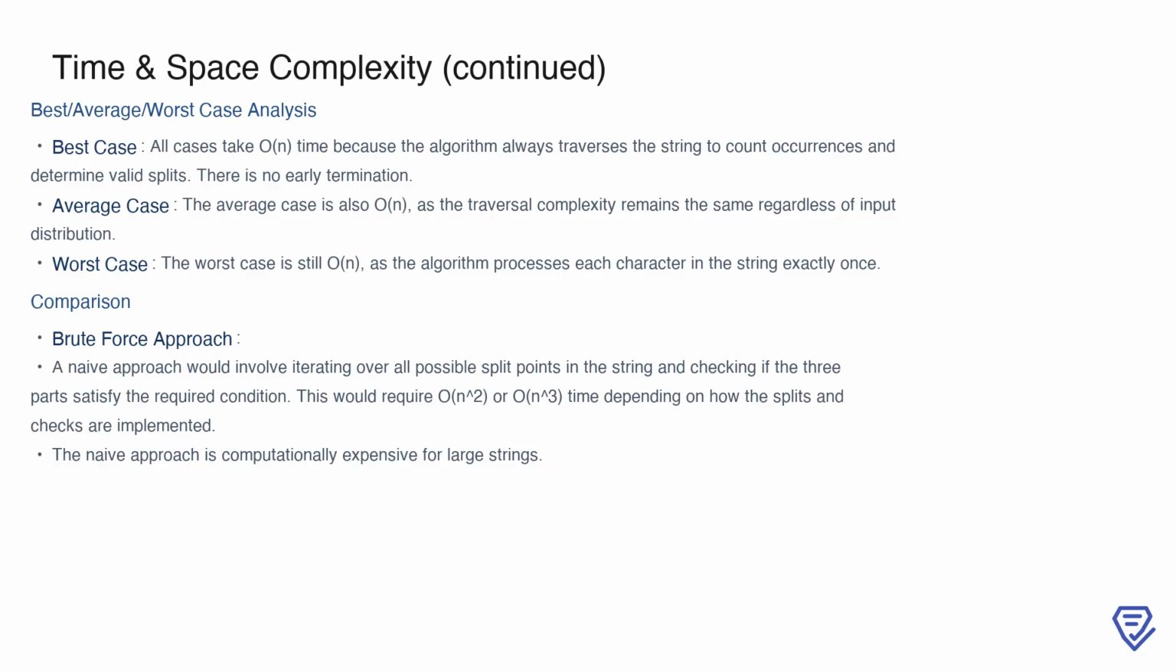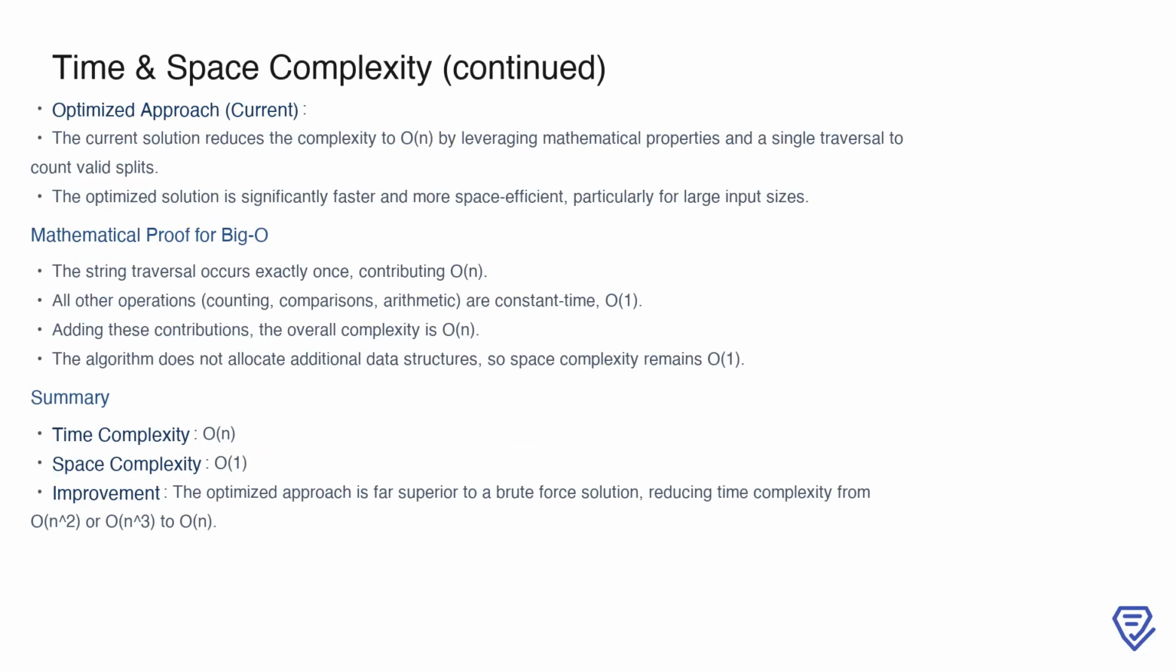Comparing this to a brute force approach, which would involve iterating over all possible split points and checking each split for validity, the naive solution could have a time complexity of O(n²), or even O(n³), depending on implementation. This makes the brute force method infeasible for large strings, highlighting the necessity of the optimized approach. The optimized solution we've implemented reduces the time complexity to O(n) by leveraging mathematical insights and a single traversal to identify valid splits. Unlike the brute force method, which performs redundant calculations, this approach focuses on efficiency, processing the string in linear time.